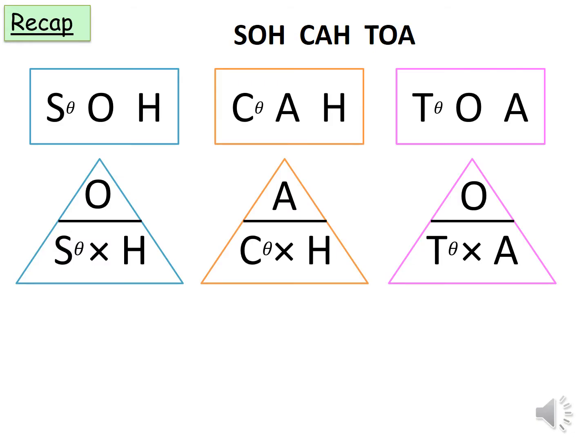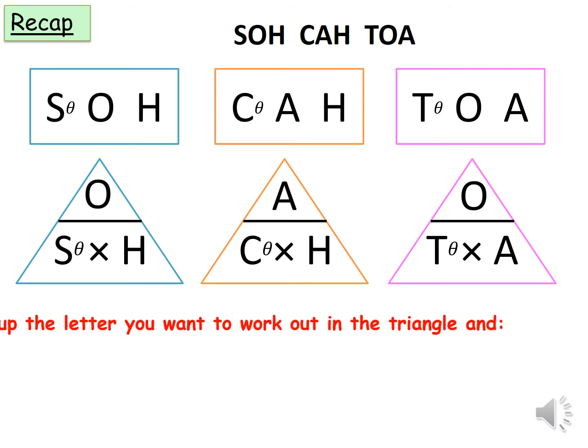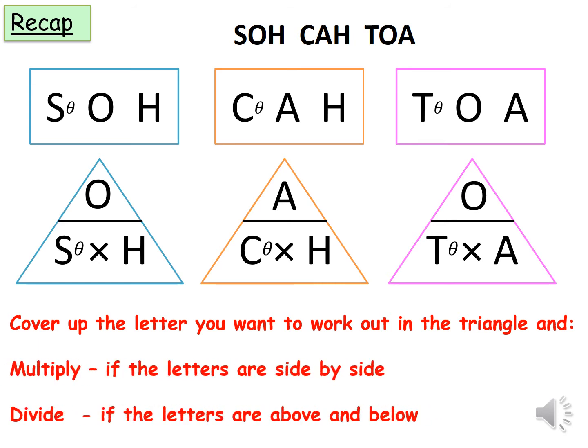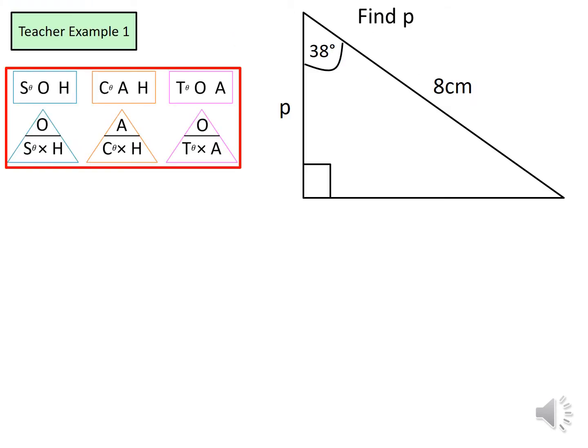Alright guys, these are the trig formulas. They won't be given to you in an exam, so you need to memorize them by heart. How you're going to do that is using a mnemonic, SOHCAHTOA. The method is to cover up the one you want to work out for each triangle. You need to multiply them if they are side by side, and you need to divide them when one letter is above the other.